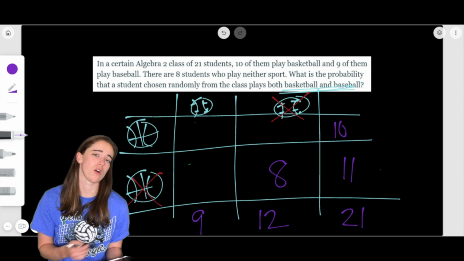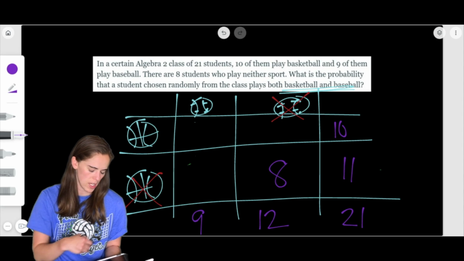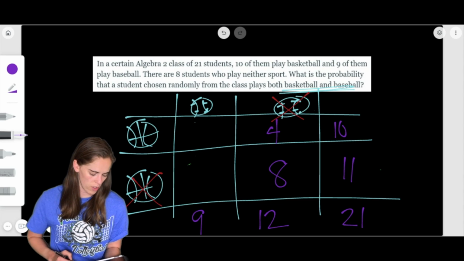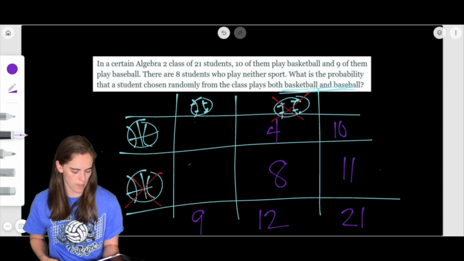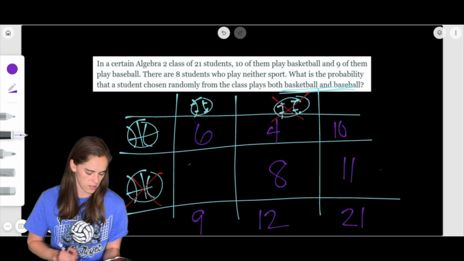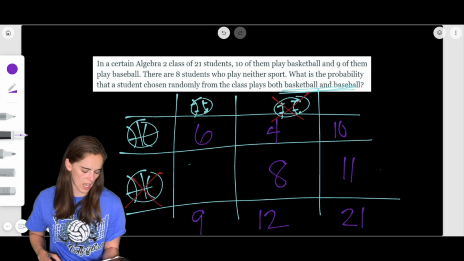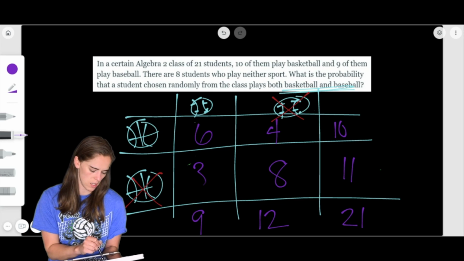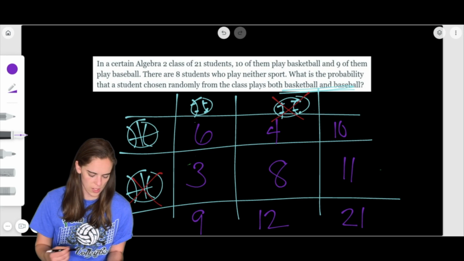From here, I'm going to go ahead and just fill in the rest of the table. In my non-baseball, I know I have a total of 12 now, so I have to have 4 that also play basketball but not baseball. Going across the top now for my basketball players, I need to have a total of 10. I already have 4, so I need 6 more. And going down that baseball column, I need a total of 9. I have 6 there. That means I need 3 more. Okay, so we've got this filled out.